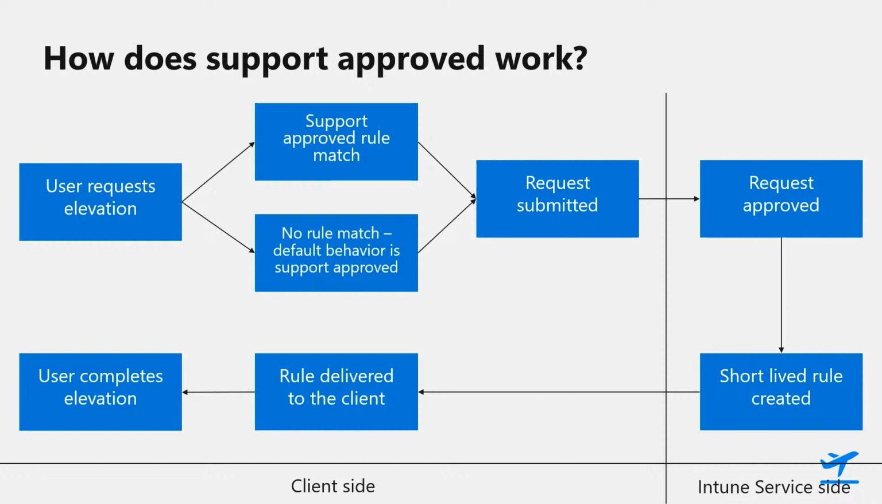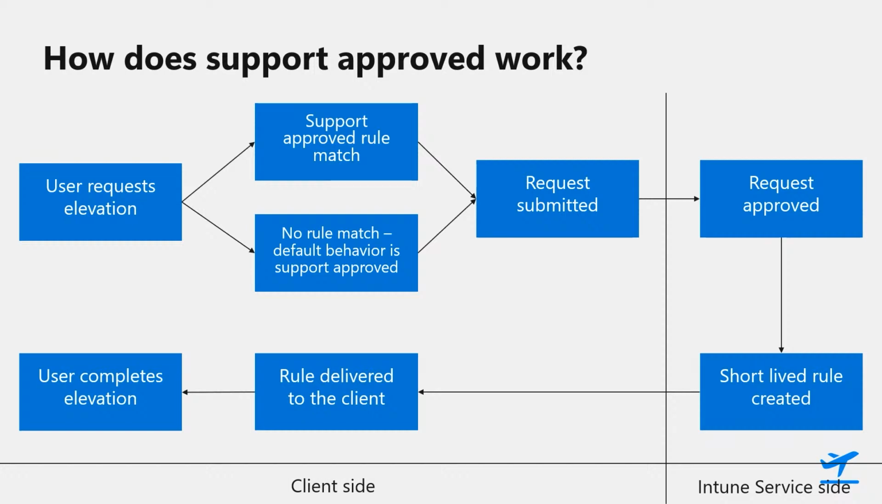Now, to be clear, for this particular short-lived rule, it follows the rule of 4 fours, that we're calling it for this feature. So that rule is for a specific device, for a specific user, for a specific period of time, and for a specific binary. So it's those 4 fours, very precise to allow that elevation.